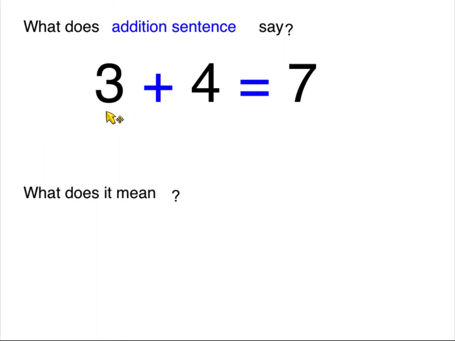It means you had 3 of something, and there's 4 of something, and we add them. We put them together. We do 3 plus 4, 3 adding 4, 3 and 4. But this means if you put it together, this is how many you have.